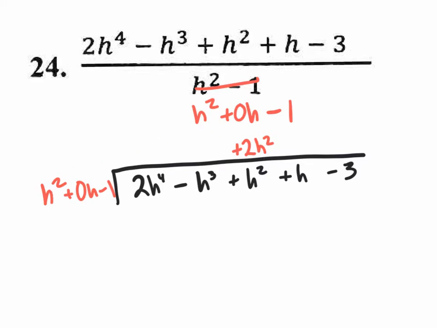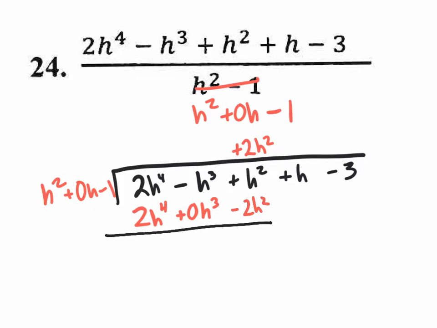2h squared times h squared is the 2h to the fourth that we wanted. 2h squared times 0h, well, that's simply going to be 0. But of course, for the sake of staying organized, we're going to say h squared times h is h to the third. So we put 0h to the third, which is really nothing. And then last but not least, 2h squared times negative 1, that's a negative 2h squared. Everybody with me? All right.